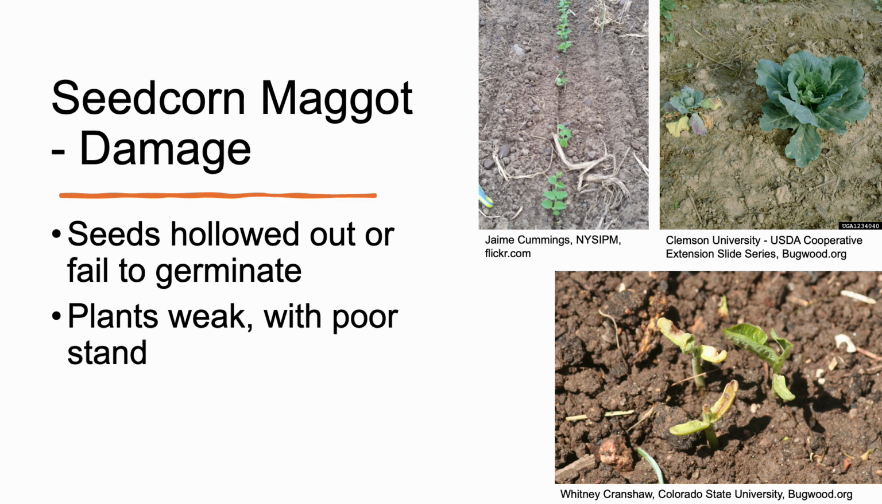Seedcorn maggots hollow out seeds, causing them to rot or fail to germinate. Affected fields often have weak plants, uneven emergence, and poor overall stands. This can be seen in all 3 images on the screen.